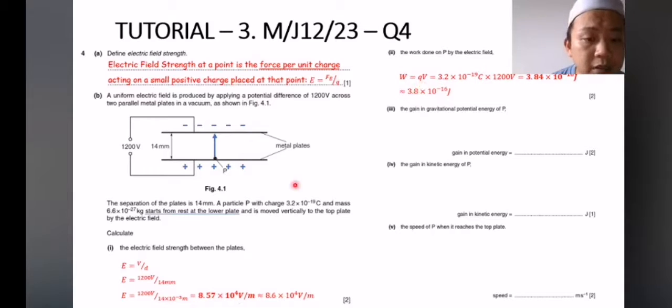So Q ni apa? Q is the value of the charge, and the charge is 3.2 times 10 to the power minus 19 coulombs. So dia kata starts from rest. So P is actually resting, the initial velocity is 0 and goes up with a certain velocity yang kita boleh tahu by conservation of energy. The poll question that you answered in the Telegram group, tapi tak semua answer. I'm not sure why.